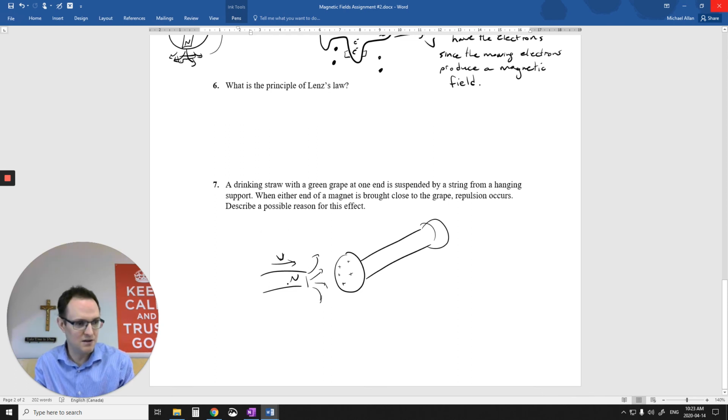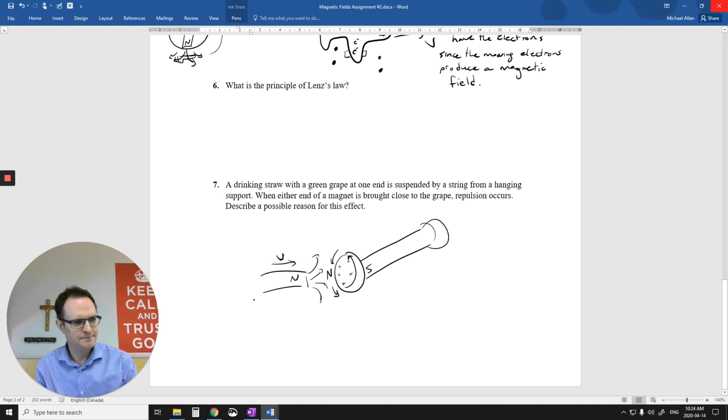So if I said there was a north coming this way, a north would be produced in the grape on the closer side to try to push that magnet back. And there'll be a south on that side. If you want, you can use your hand rule, because this is positive stuff. I can use my hand rule to try to determine the direction of the ion flow here. They'll probably start flowing in that direction to try to oppose the motion of the magnet. It's really just easier to say it rather than to actually explain what happens there.